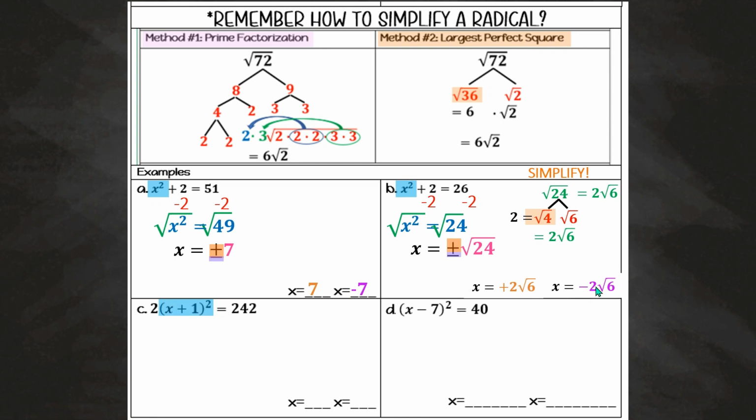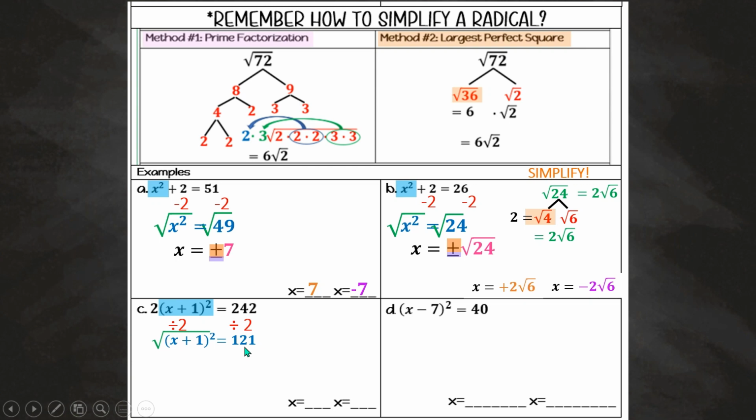All right, here we have a squared term that has a coefficient. So we're not going to distribute the coefficient. We're not going to subtract the coefficient, but we're actually going to divide by that coefficient so that it's moved to the other side of the equal sign. So when we divide both sides by 2, we get x plus 1 squared is equal to 121, because 242 divided by 2 is 121.